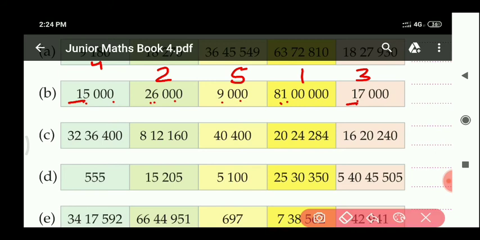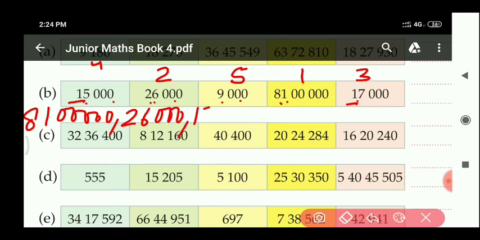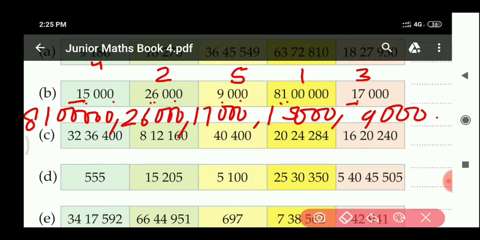Okay. Now you can write in descending order, so bigger to smaller number. Firstly the bigger number, 81 lakh. How many zeros will be there? 50. Then put a comma. Second is coming 26,000. Third is coming 17,000. Fourth is coming 15,000 and last is coming 9,000. Okay.